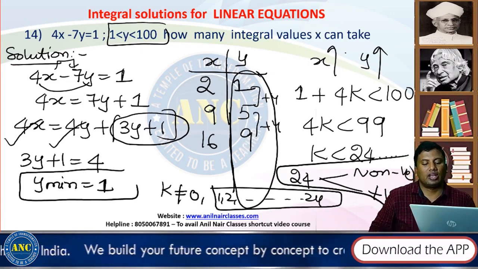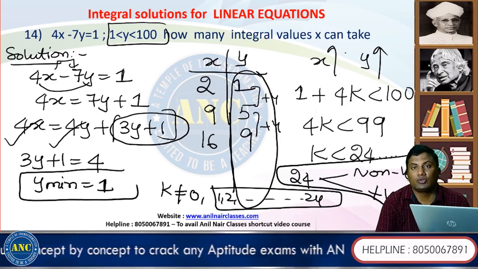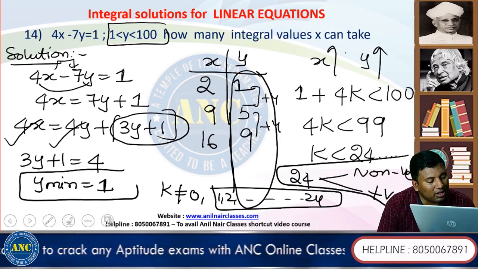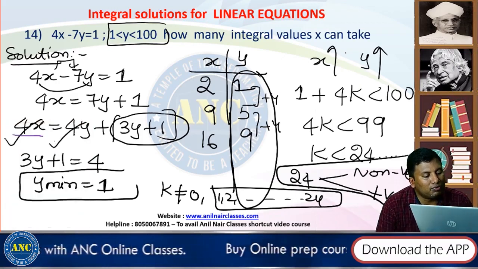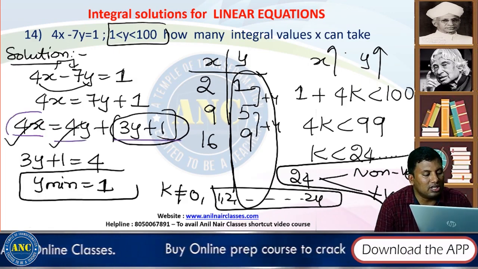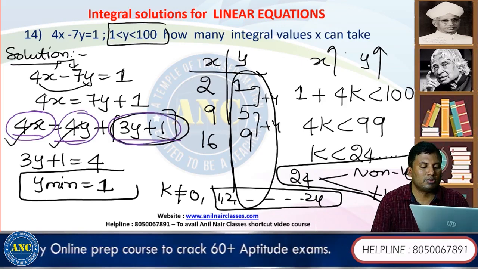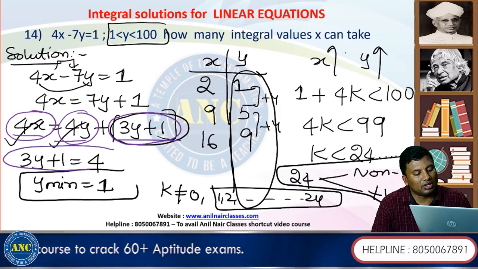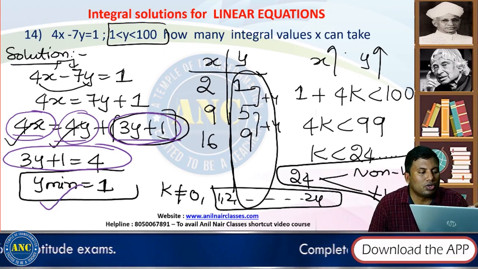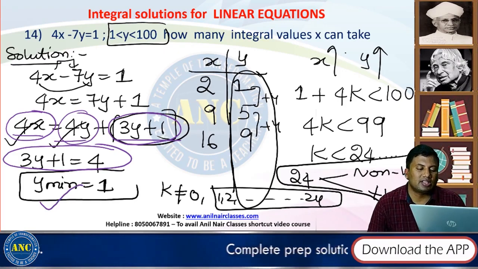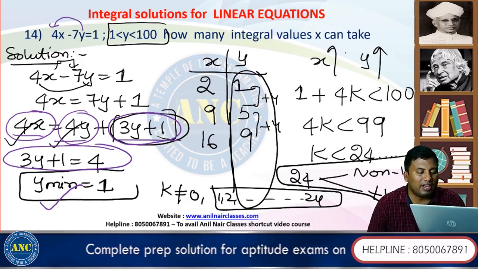Please observe this question carefully. 4x minus 7y is 1. 4x equivalent to 7y plus 1, which is 4y plus 3y plus 1. This should be divisible by 4, so 3y plus 1 should be divisible by 4. So y minimum is 1. If I substitute y minimum 1, 4x is 8, x is 2. It is 2, 1. Y increases by 4: 1, 5, 9 and so on.